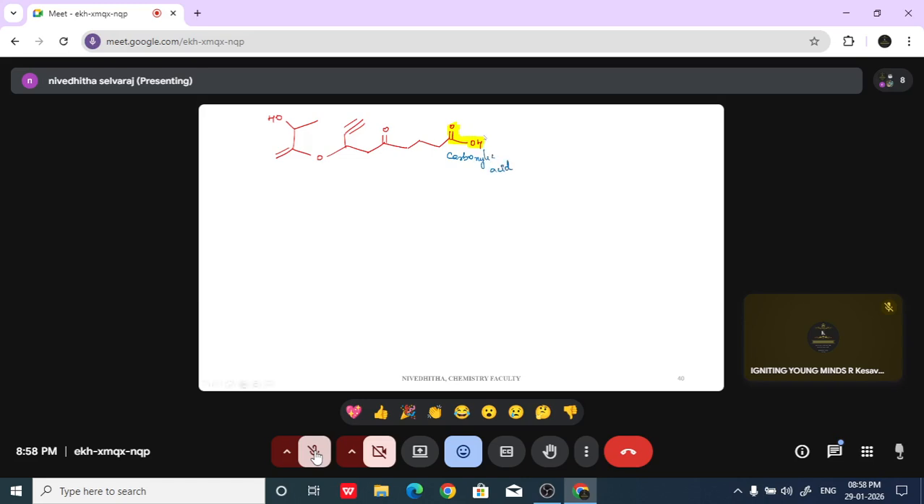Vishwa, this compound got alcohol. But see where the alcohol is.